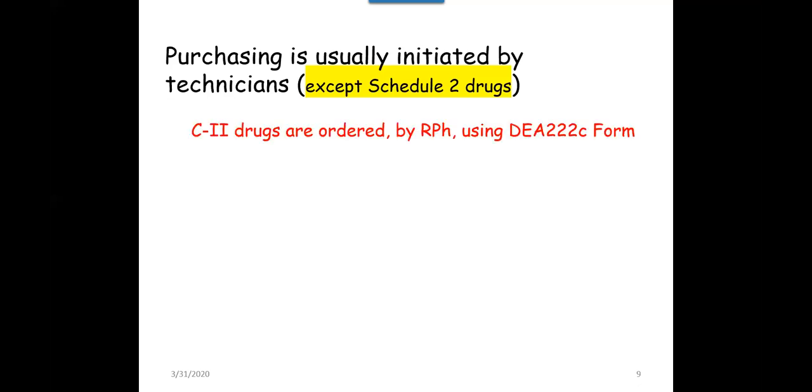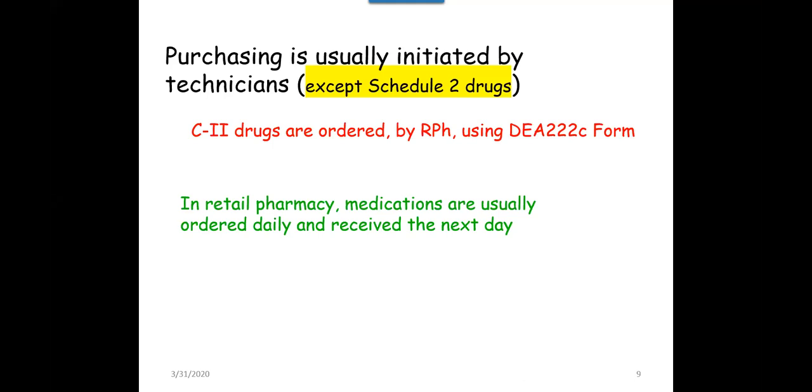So purchasing is usually initiated by technicians, except for Schedule II drugs. Number 7 says C2 drugs are ordered, and it asks what's the DEA blank to order. That's a DEA 222, and to be technical, it's a 222C, but most of the time you're just going to see it as 222, which is easy to remember because it's a Control 2 drug.